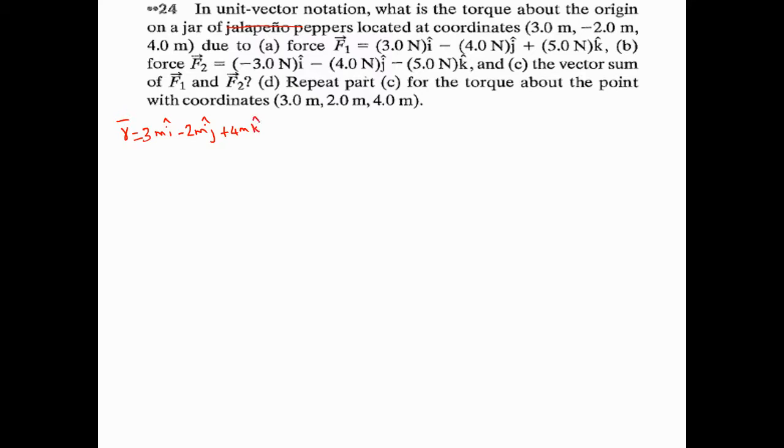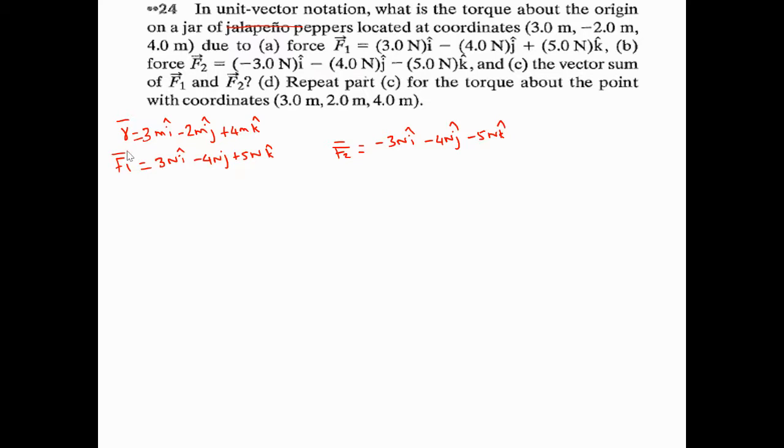That means the position of the jar is given in coordinate form, and you are applying two forces. What is the value of F1? 3 Newton i cap minus 4 Newton j cap plus 5 Newton k cap. And the other force is minus 3 Newton i cap minus 4 Newton j cap minus 5 Newton k cap. Understand?